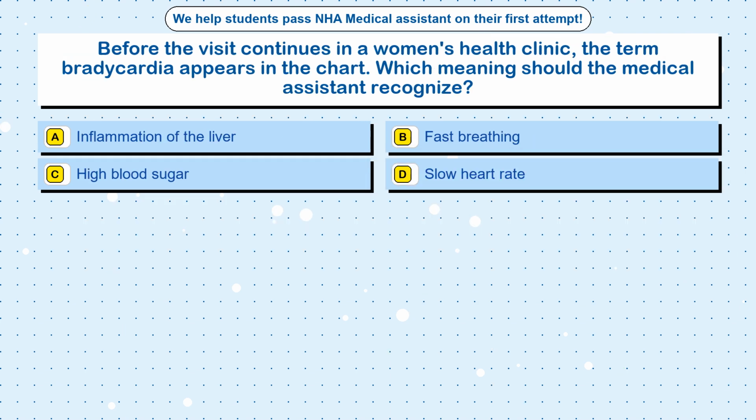Question 8. Before the visit continues in a women's health clinic, the term bradycardia appears in the chart. Which meaning should the medical assistant recognize? Option A, inflammation of the liver.